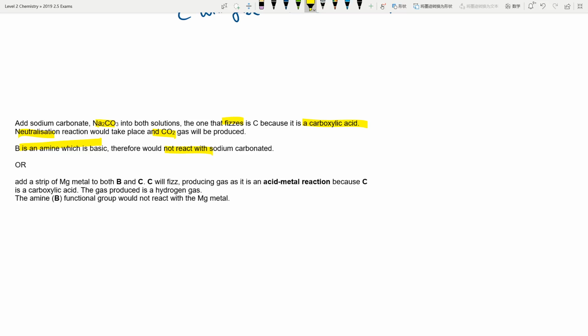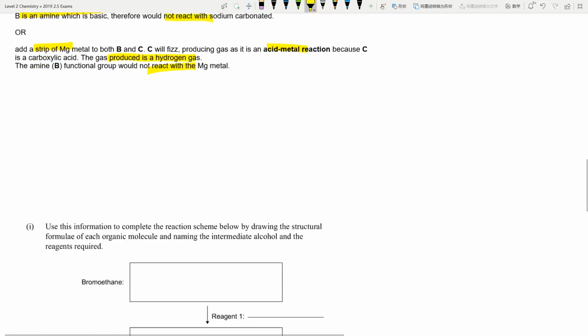Or you react B and C with magnesium metal or aluminum metal, zinc metal. It is an acid-metal reaction because you will make hydrogen gas if you had an acid, no reaction if you have the base. Okay, so this is a distinguishing test.